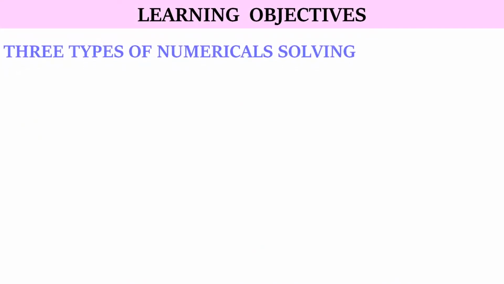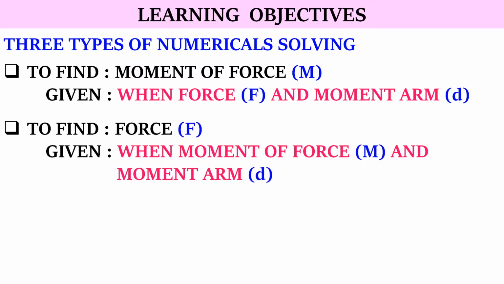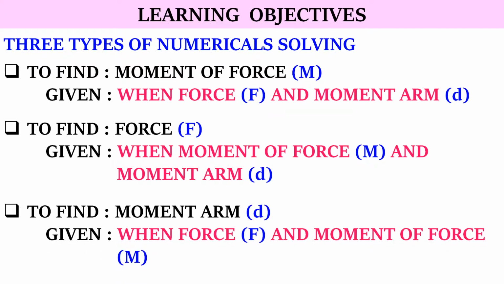So our learning objective for today is to solve three types of numericals. One will be to find moment of force M. In this case, the given part will be force and moment arm, F and d. The second one is to find force F, and in the numerical, the given values will be moment of force M and moment arm d. Moment arm is actually perpendicular distance. And the third is to find moment arm d, and in the numerical you will be given the values of force F and moment of force M.